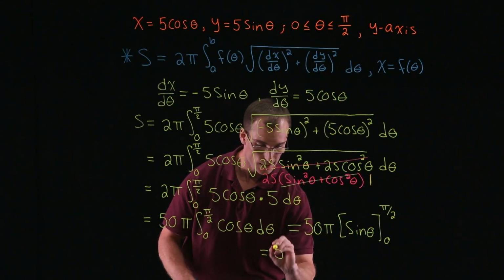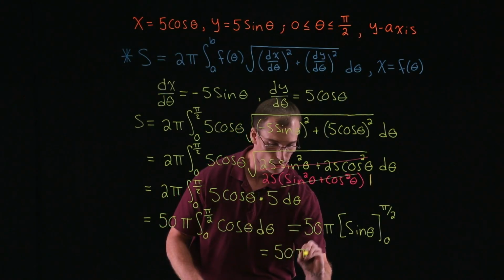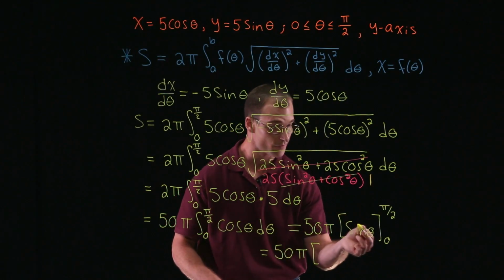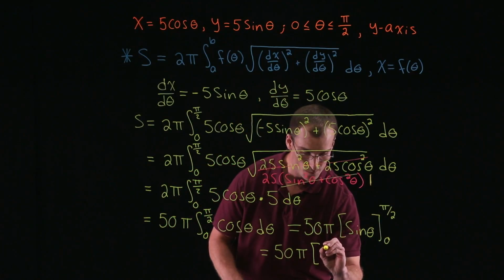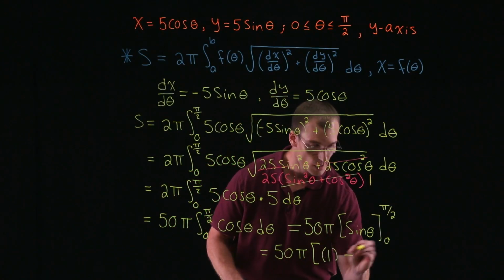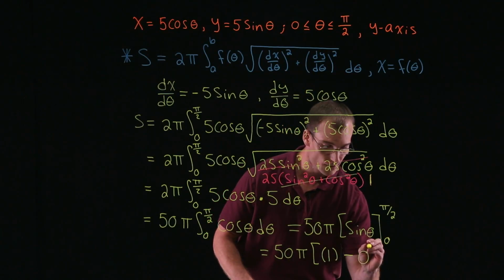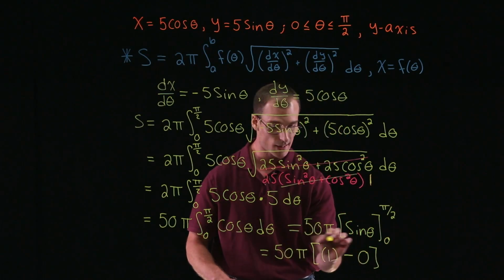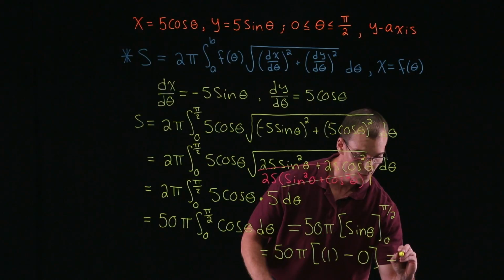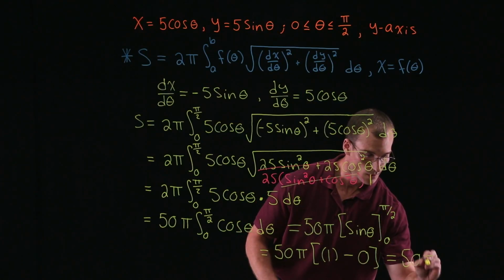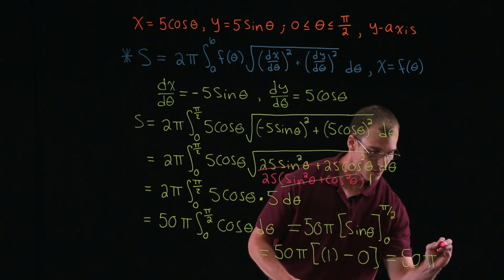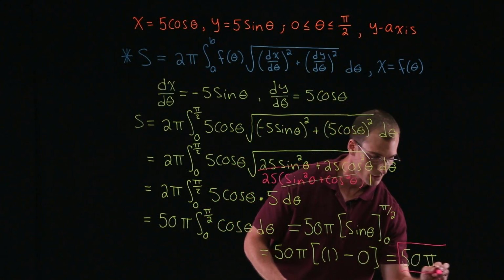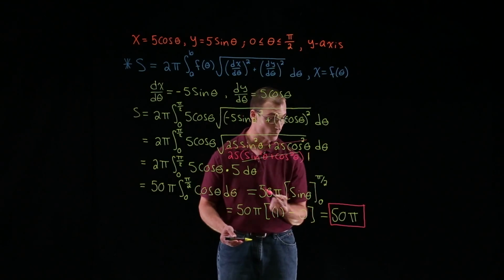Okay, so we're going to have 50 pi, and just evaluating sine of theta at our upper and lower limits. So sine of pi over 2 is positive 1 minus sine at 0 is 0. So we get 50 pi times 1, which is just equal to 50 pi. So the area of our surface, there we have it, is equal to 50 pi.